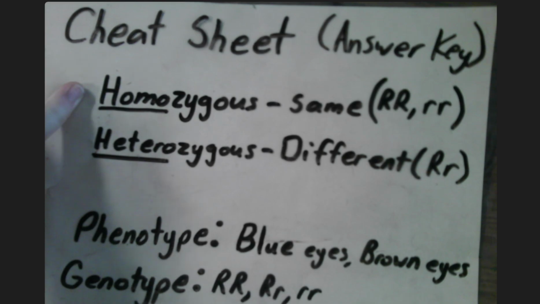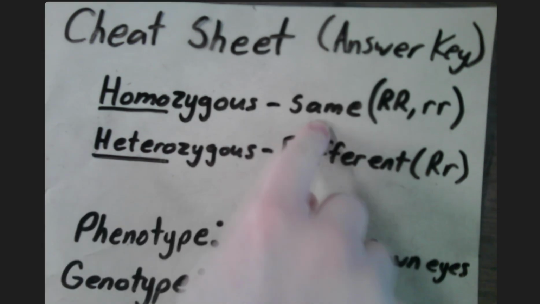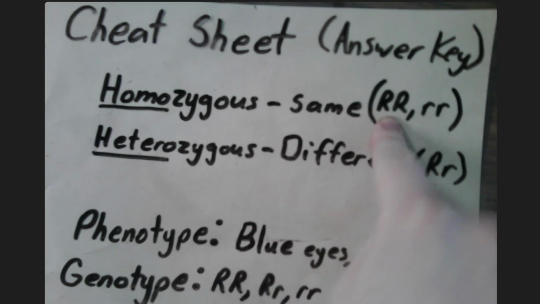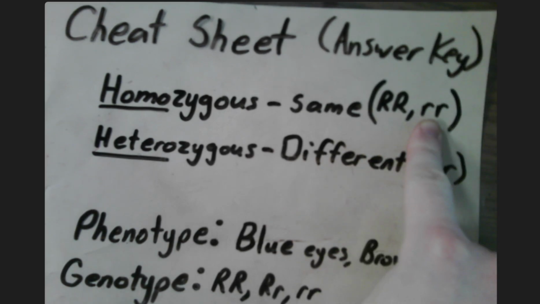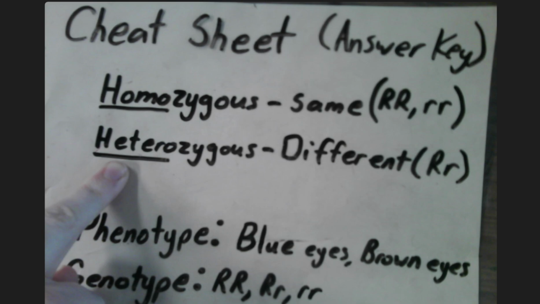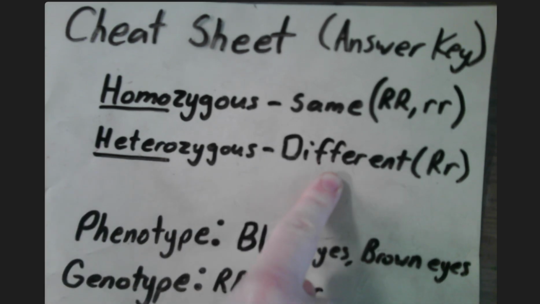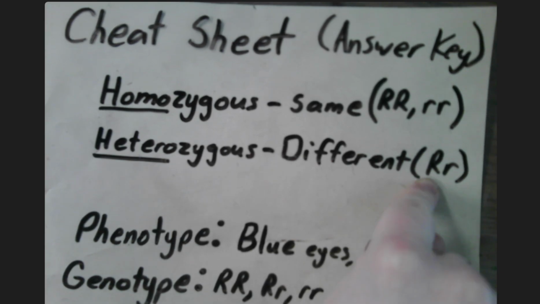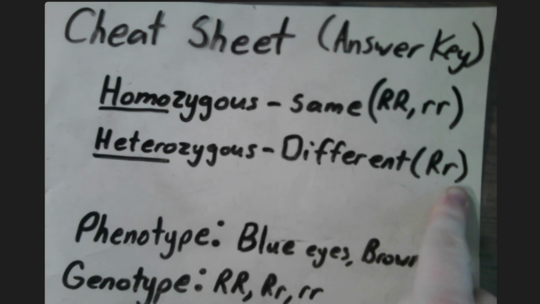All right, when you see homozygous, you are going to think the same. And there are only two combinations of this, the same. You can have capital R, or you can have lowercase r. Now, we have heterozygous, which is they are different. You're going to have only one type of difference, and that is capital R, lowercase r.